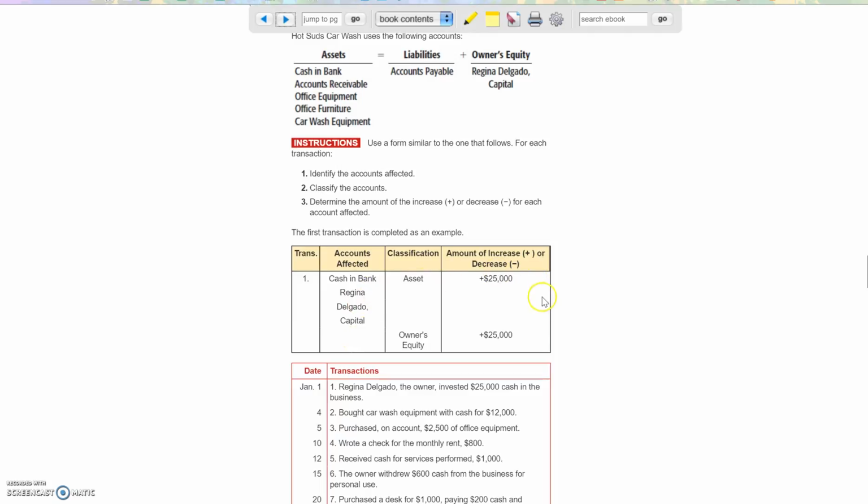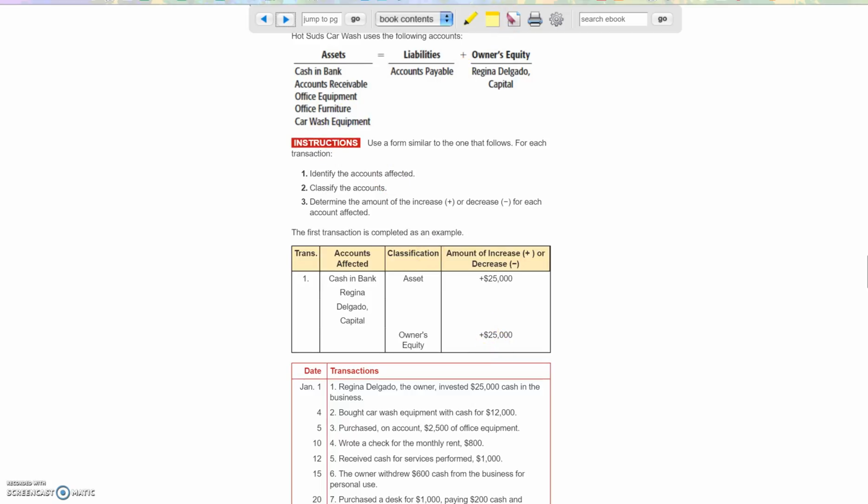They're showing us an example of the first transaction, the one that we talked about, always happens first. They need to invest in the business. So Regina Delgado invested $25,000 in the business. The 2 accounts that are affected are cash and the capital account. Cash is an asset. Capital is owner's equity. Cash is increased on the left side of the equation. Owner's equity is increased on the right side of the equation.